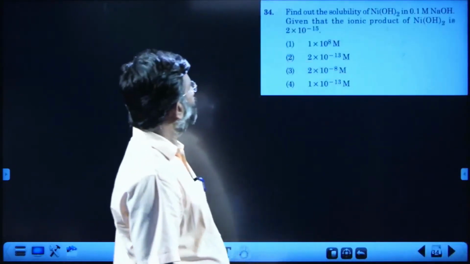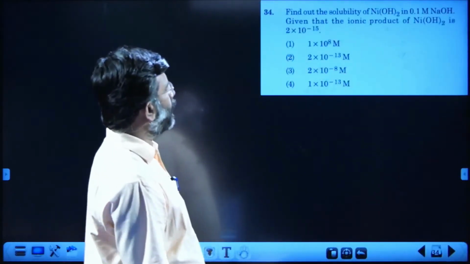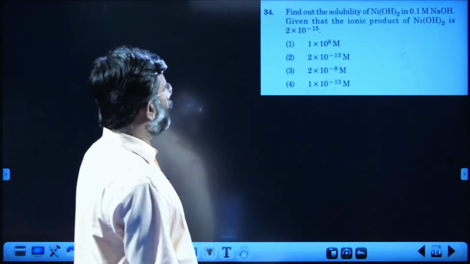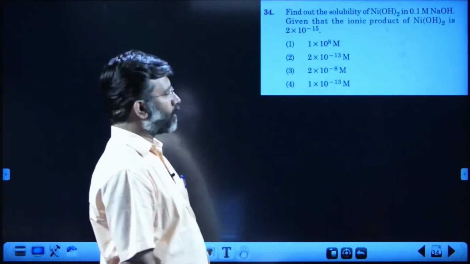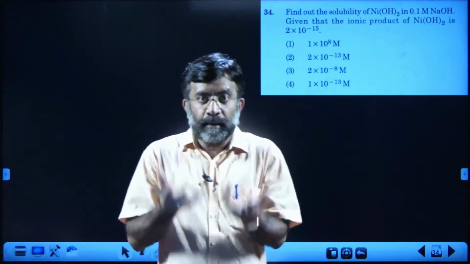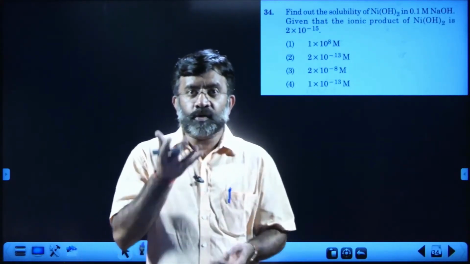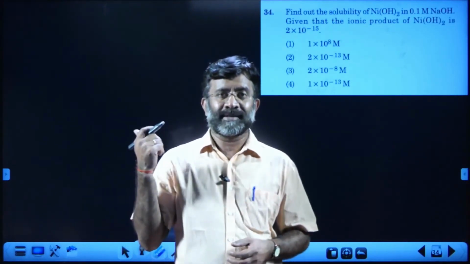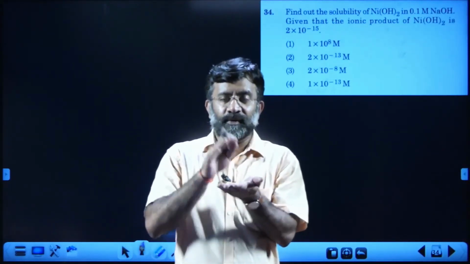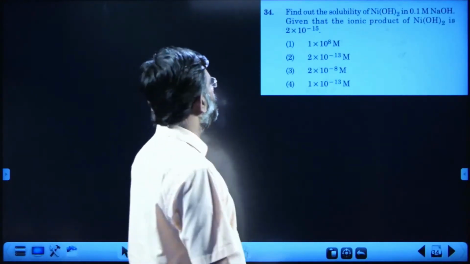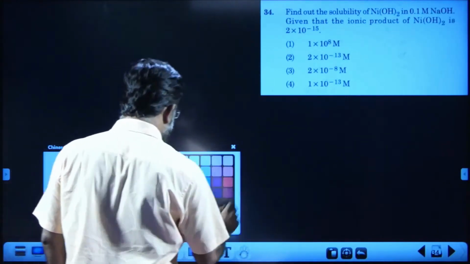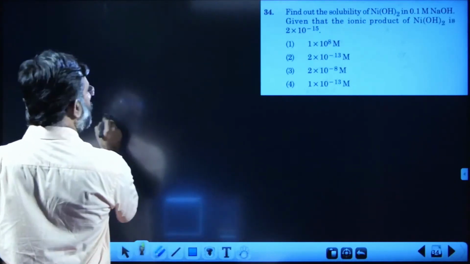34th question. Find out the solubility of nickel hydroxide in 0.1 molar NaOH, given that the ionic product of Ni(OH)2 is 2 into 10 power minus 15. You see, this is an example question solved in the NCERT textbook. So how do you do that? Hope you remember.